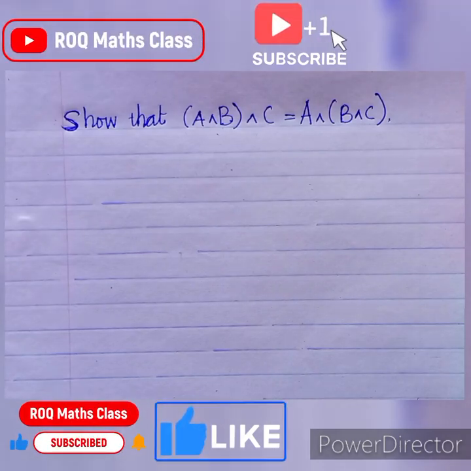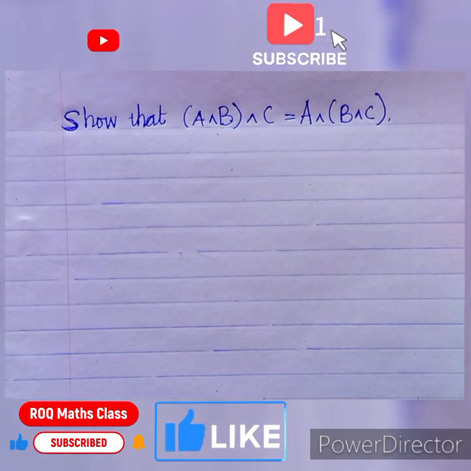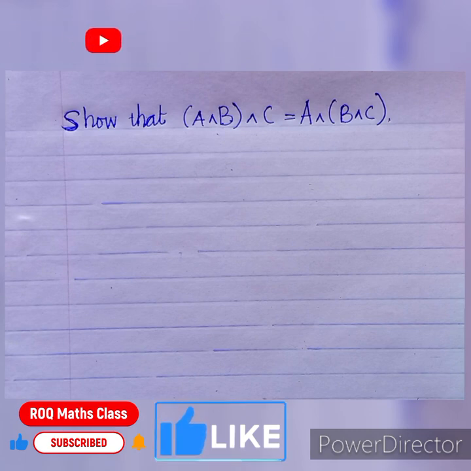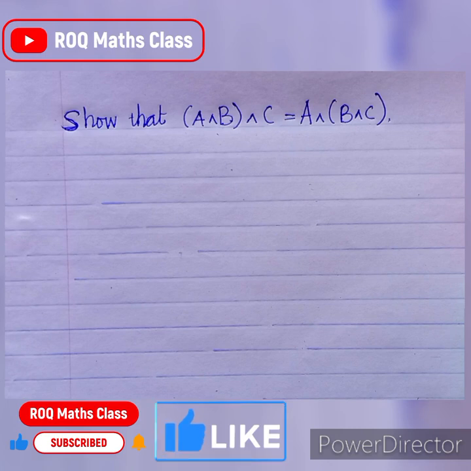We have another question on logical reasoning. Show that A and (B and C) is the same thing as (A and B) and C.